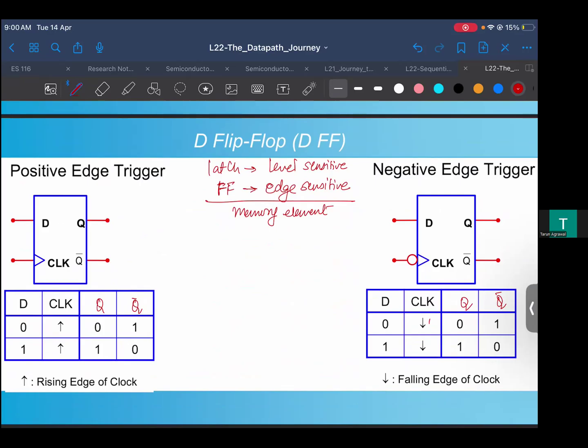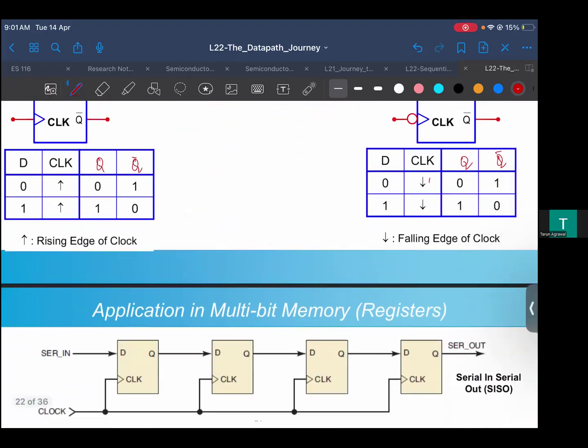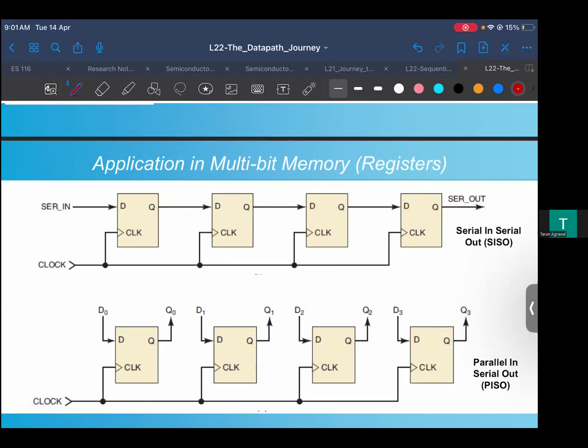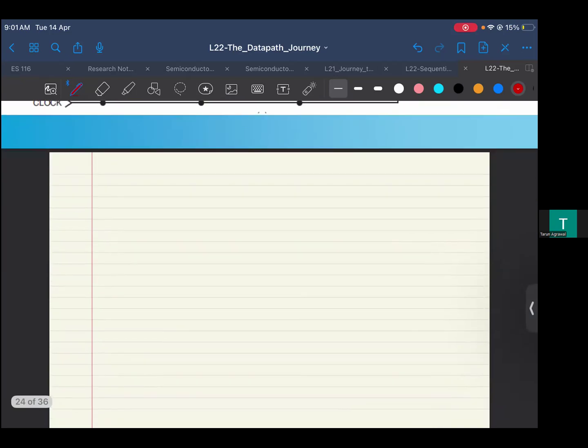application. If you are saying this is a memory element, show me where it is used in the memory. That is the next thing which you will obviously wonder. And you see that actually this is used very much in the registers. Registers means, you know what a register is. If you don't know, let me just briefly show you.